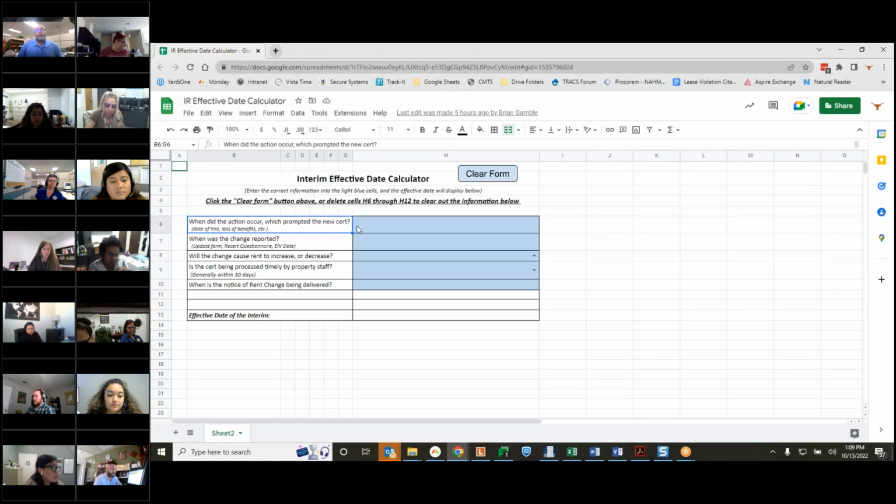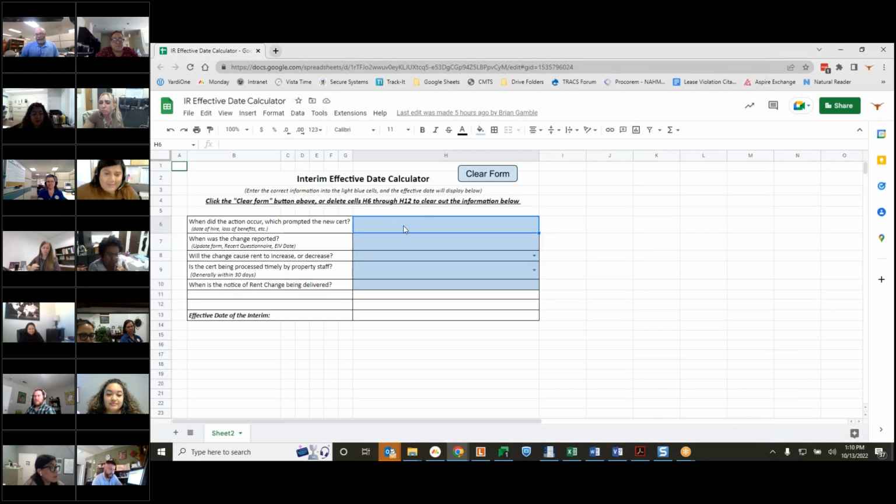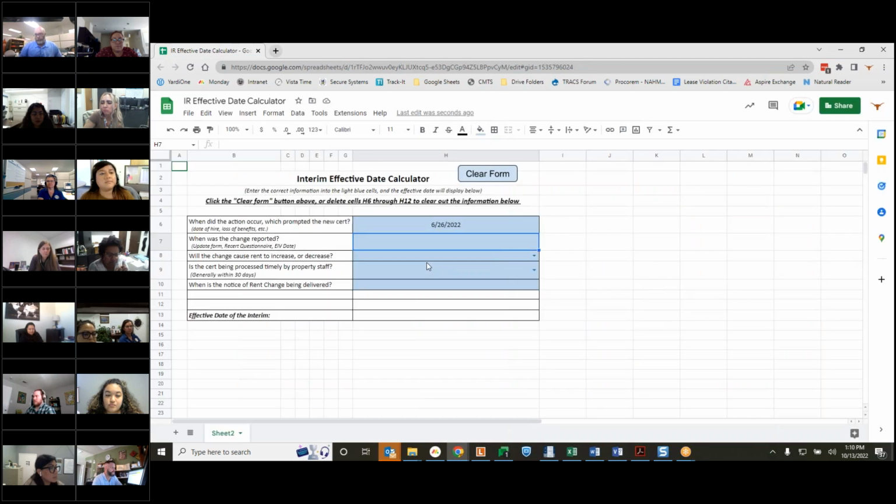When did the action occur that prompted the new cert? Just shout it out. When did the action occur which caused this interim? 6/26. 6/26 is the date that they stopped working. When was the change reported? 7/6. 7/6.